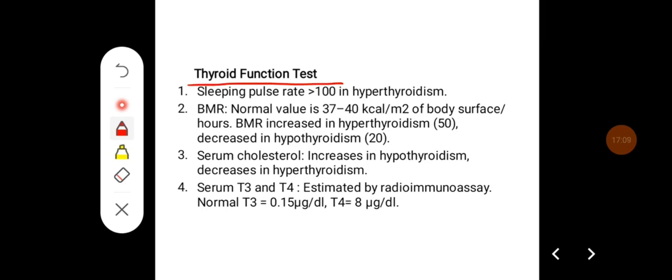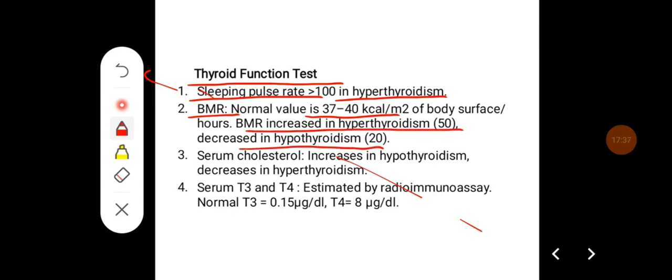Some of the thyroid function tests to assess the function of the thyroid gland are the sleeping pulse rate. If it is more than 100, it is seen in hyperthyroidism. BMR: normal basal metabolic rate ranges between 37 to 40 kilocalories per meter square of body surface area per hour. BMR is increased in hyperthyroidism and decreased in hypothyroidism. Serum cholesterol levels increase in hypothyroidism and decrease in hyperthyroidism.